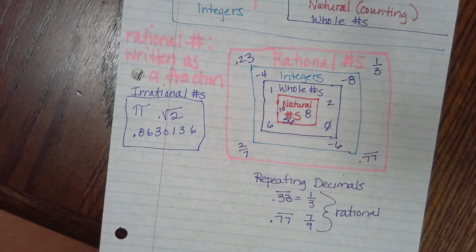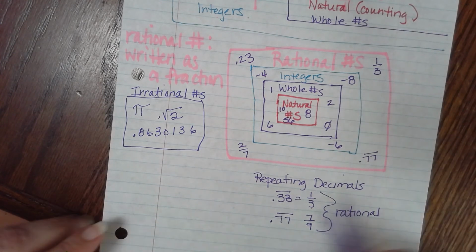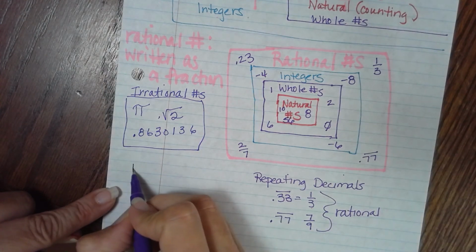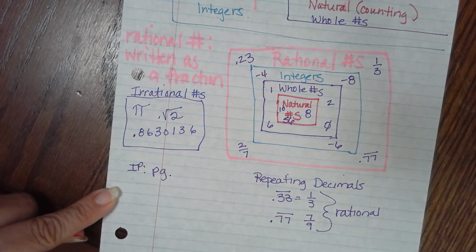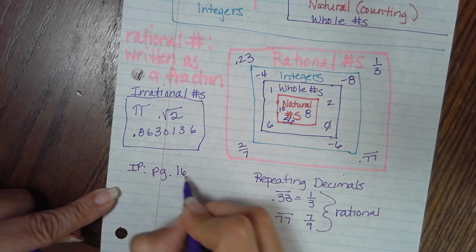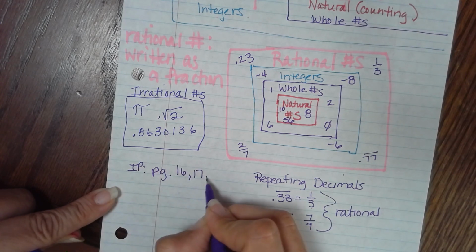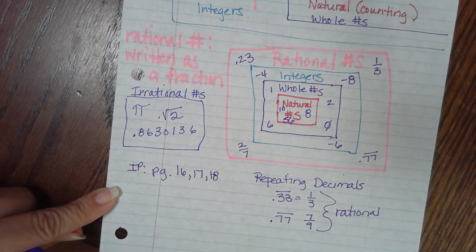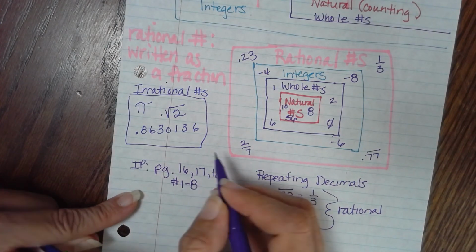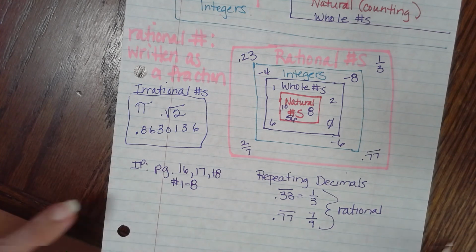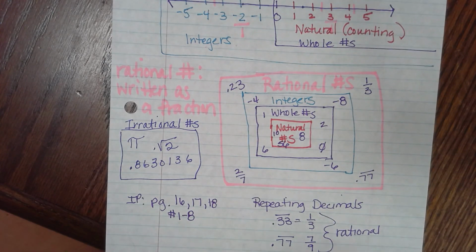And there you go. So today's assignment is to do pages for what you're going to turn in. Your independent practice is going to be pages 16, 17, and 18. And that is numbers 1 through 8. They're all spread out because the graphic organizers are kind of large, so they take up a lot of space. So let me know if you need any help.